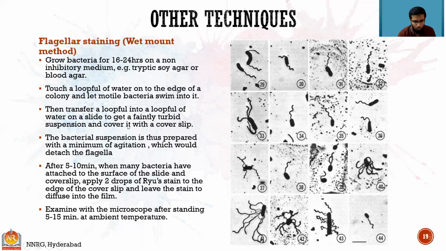Then transfer a loopful into a loopful of water on the slide to get a faintly turbid suspension. Again, after doing that, add one more drop of water onto the bacterial smear so that it becomes turbid. When water is contaminated and filled with microorganisms, it shows turbidity, right? So when water is added, it shows a turbid nature. Then the bacterial suspension is prepared with a minimum of agitation.